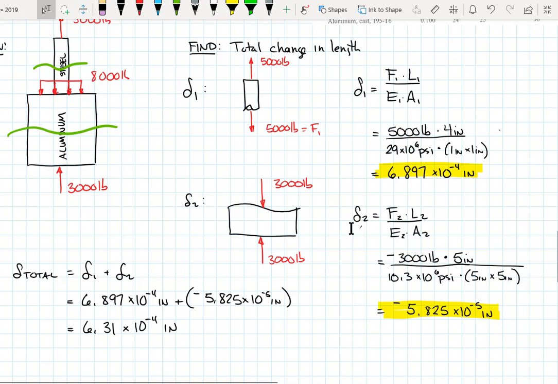It's negative because when I drew the free body diagram, the 3,000 pound force points towards the body that I drew. And arrows that point towards the body are compressive, and I assign negative signs to compressive forces. It's so that when I get delta, it makes a smaller length, and I'm trying to calculate the change in length, and smaller being negative. So negative means it got shorter.